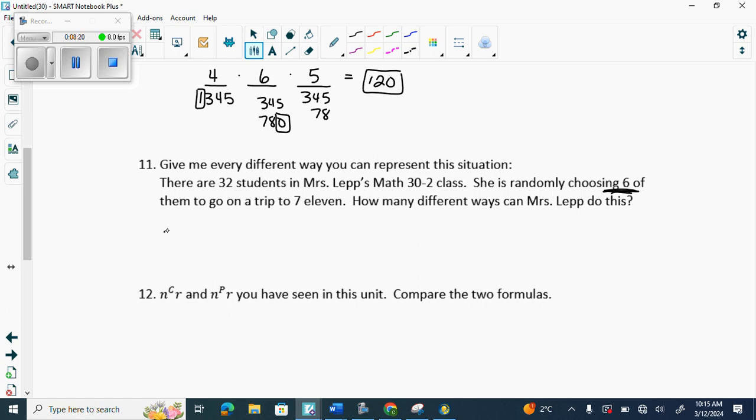So, how many different ways? We could go 32C what? 6, which is also the same as 32 and 6 in brackets, remember? There's that bracket one with the C. I can write it that way. What's another way I could do it? 32C what?